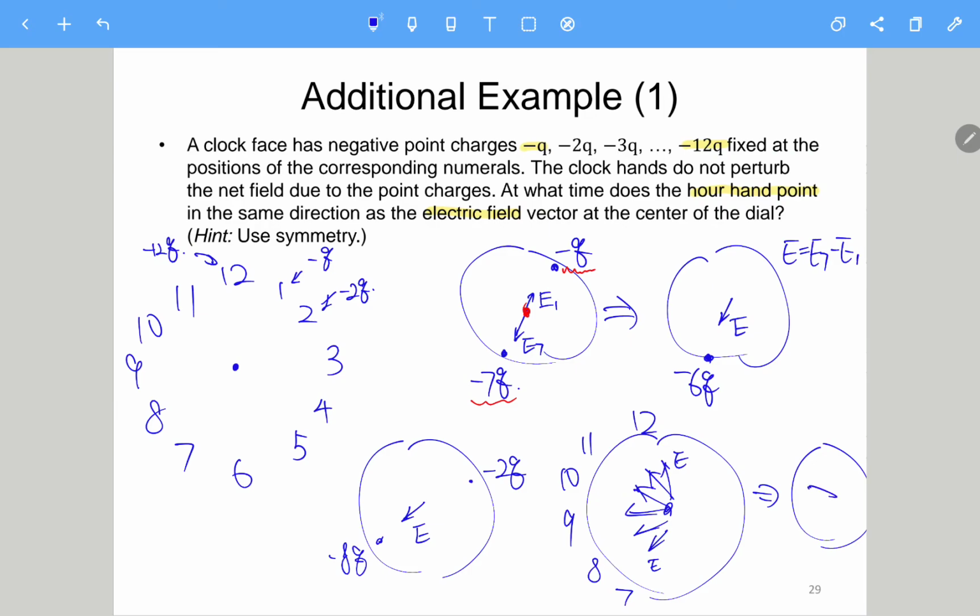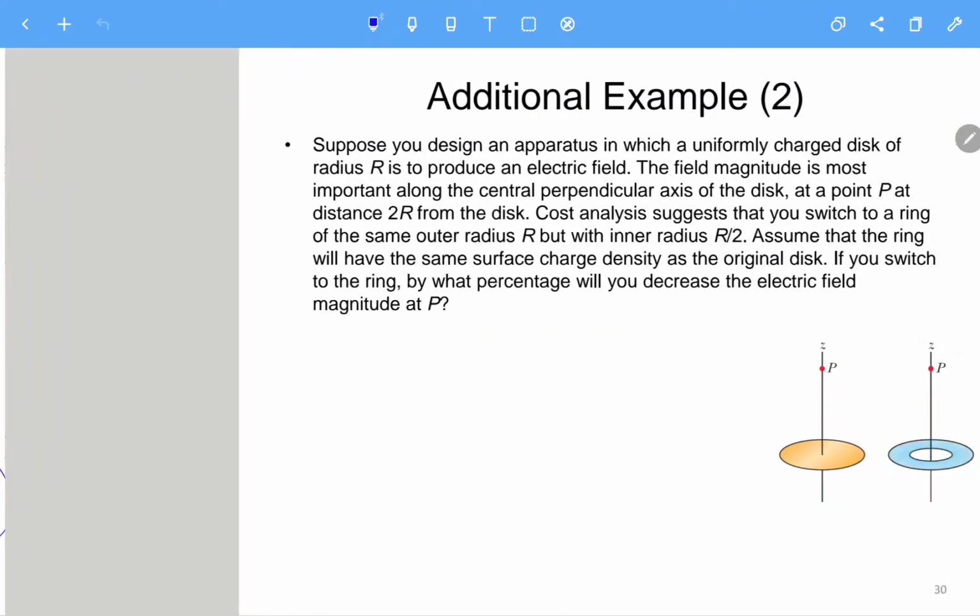It will point to somewhere between, not somewhere between, actually between 9 and 10, right in the middle of 9 and 10, right? Which means that for this one, the answer will be 930. Any questions? Okay, so move on.